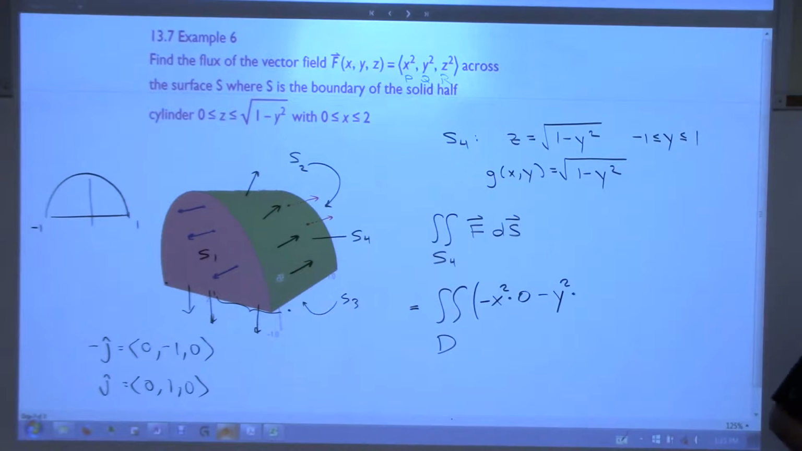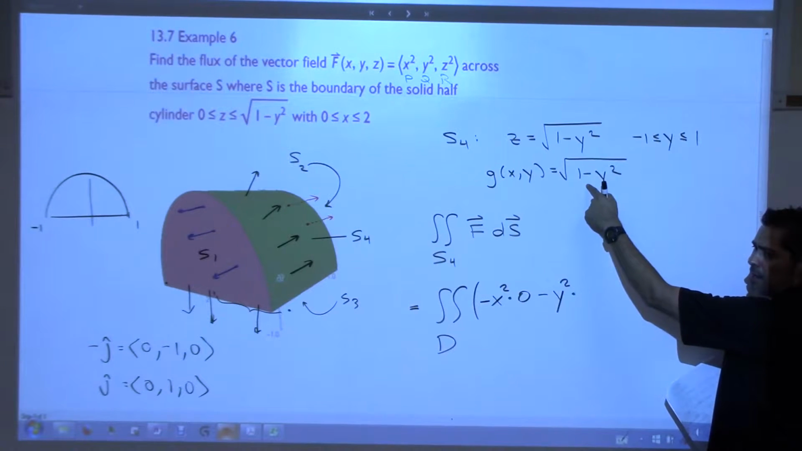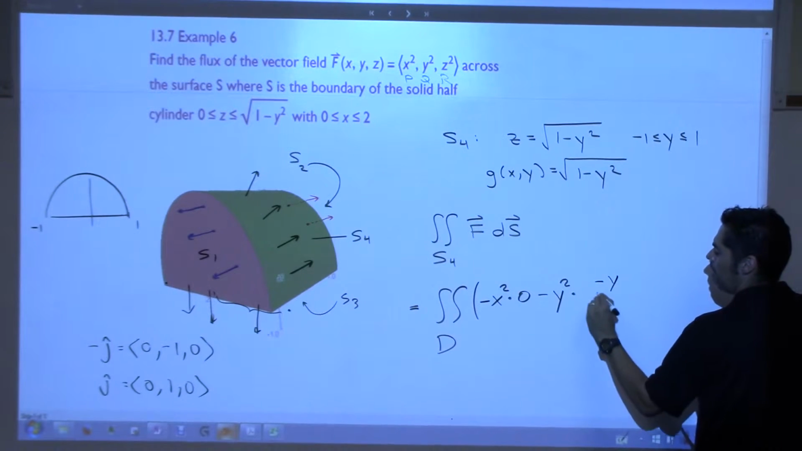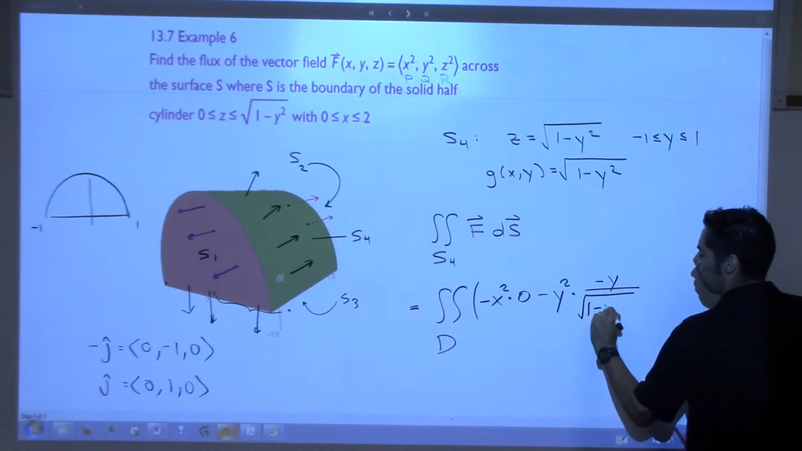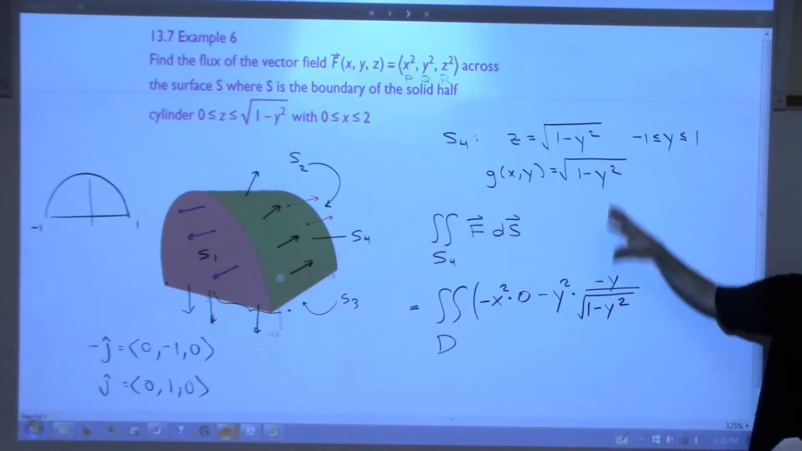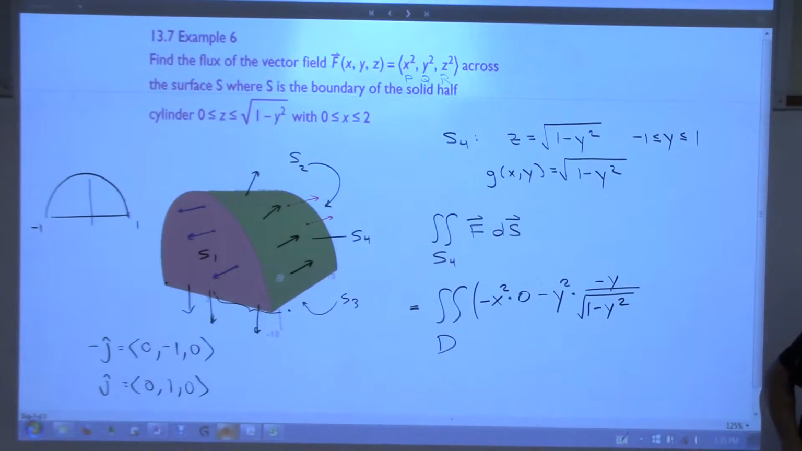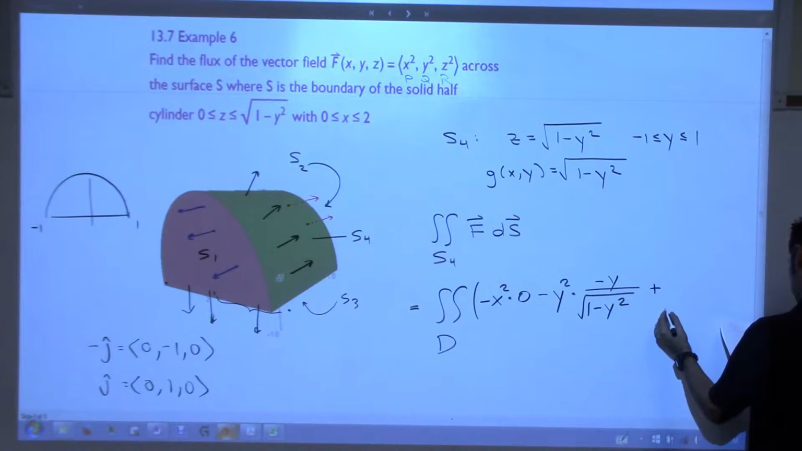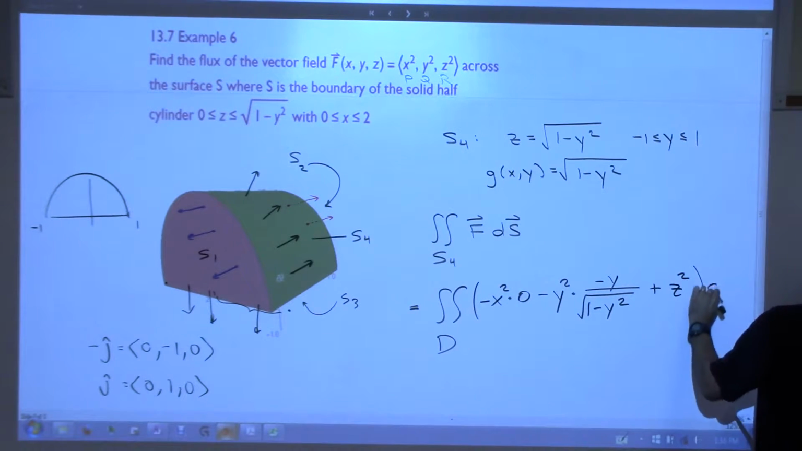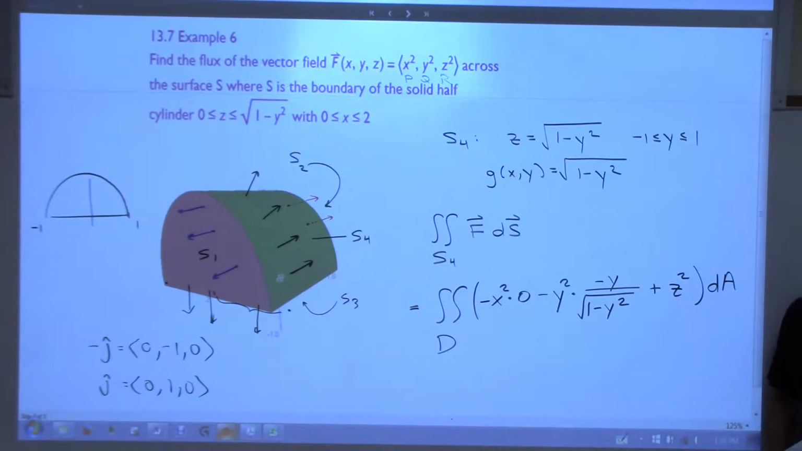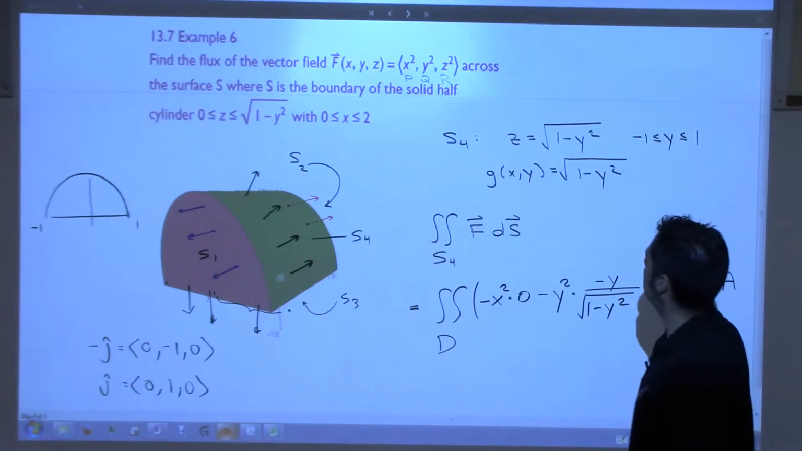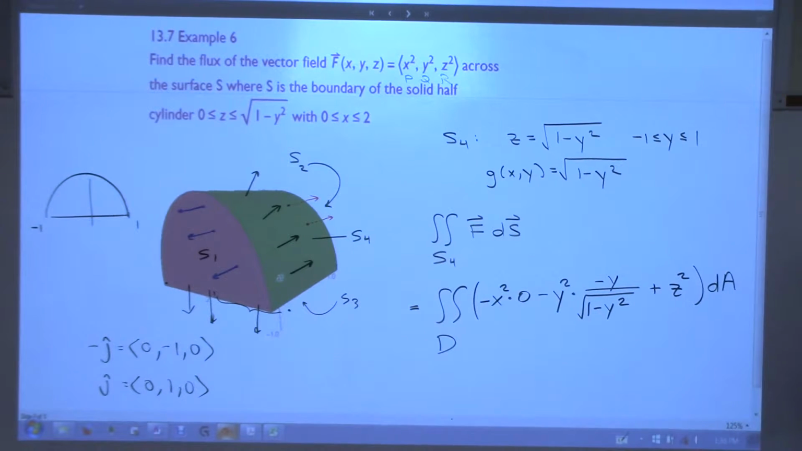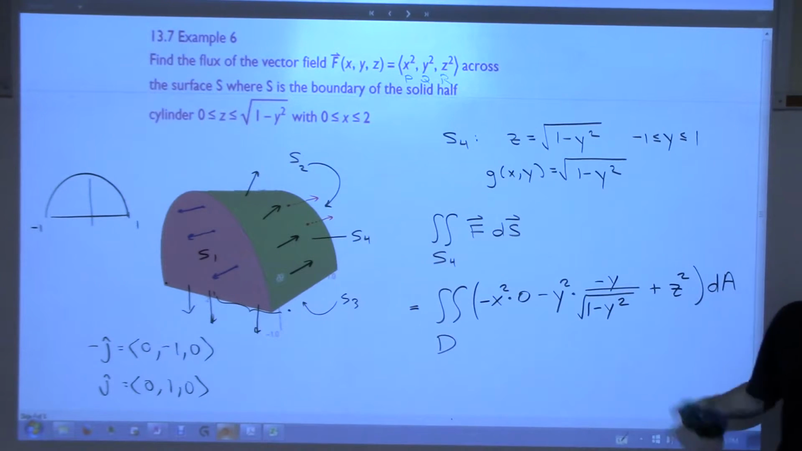Now that is going to take a little bit of work. The partial of g with respect to y. So if you took the derivative of this with respect to y, did some chain rule, you should get negative y over square root of 1 minus y squared. You just trust me that that would be that, right? And then finishing off the formula, plus R, so plus z squared dA. And I'll clean that up. Pardon me? When you took the derivative of the root, it was 1/2, so I already took care of that.